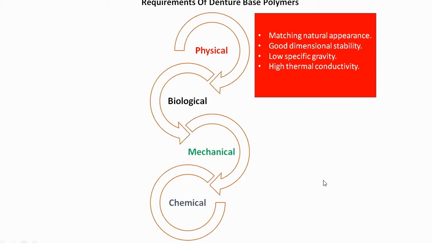Okay, the material should have low specific gravity. It should have high thermal conductivity. What do you mean by high thermal conductivity? That means it should let the heat pass easily through it. If the denture base material is not highly conductive to heat, thermal energy, what will happen is the patient will not know. All the gums will be covered with the denture base material. The patient will not know the temperature of the food they are going to have. Suppose we have boiling water, it will feel hot.